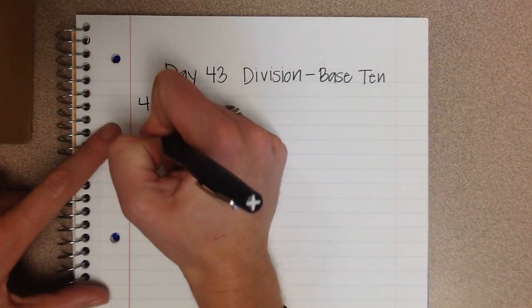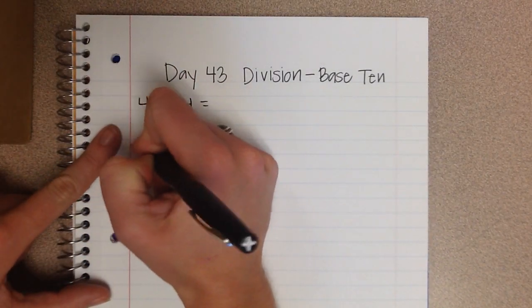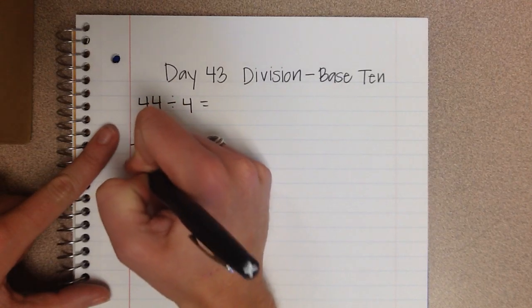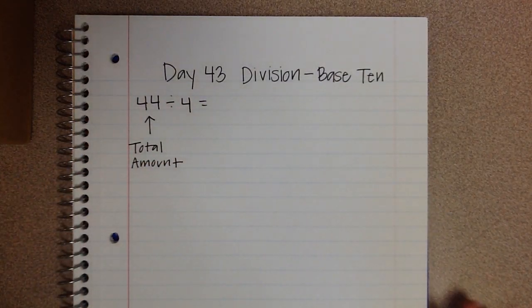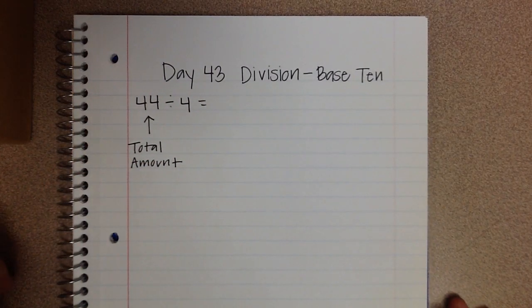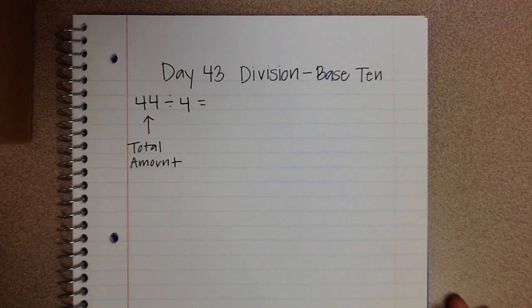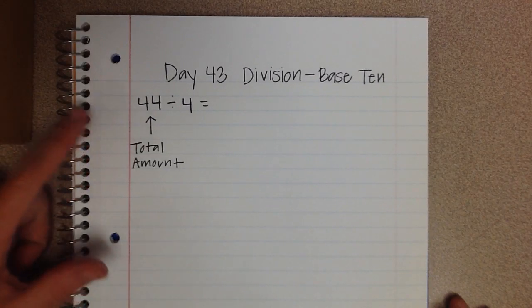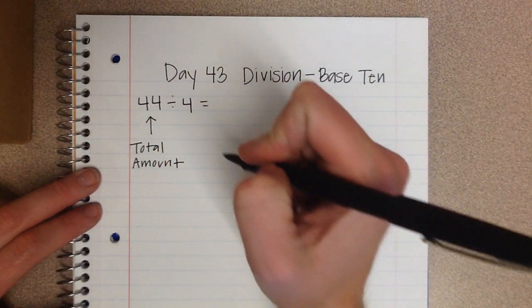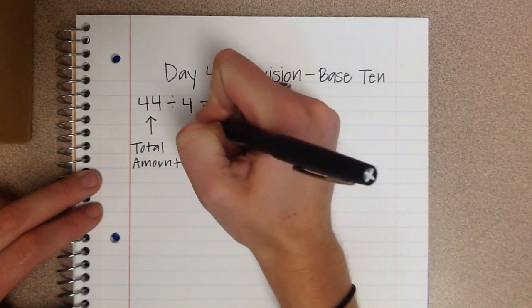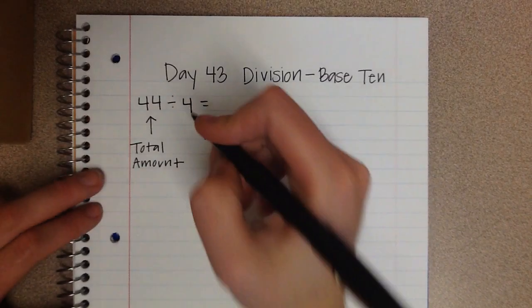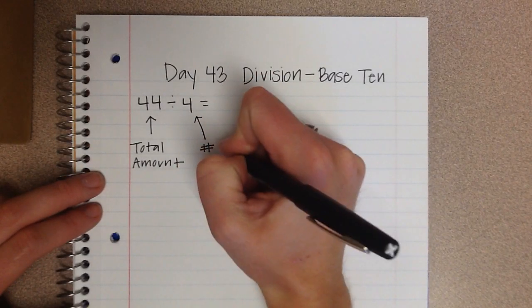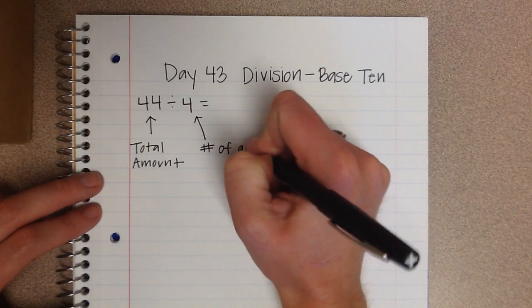So my first number equals my total amount. My first number is always going to equal my total amount. Always. You're going to hear me ask multiple times, what does my first number represent? Total amount. So then my second number is telling me here, what do you think that number is telling me? That number is telling me number of groups.